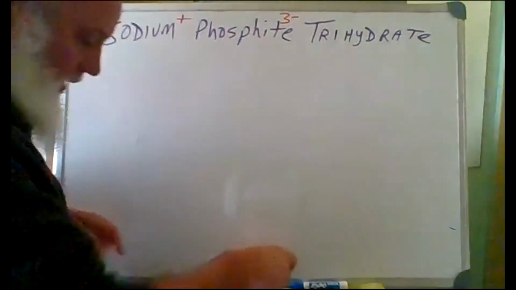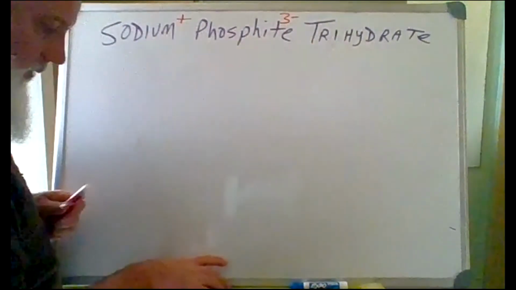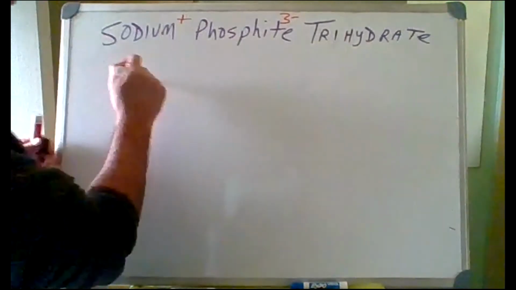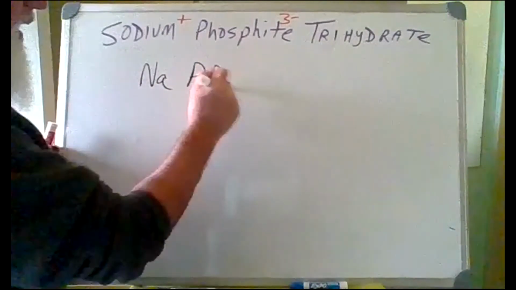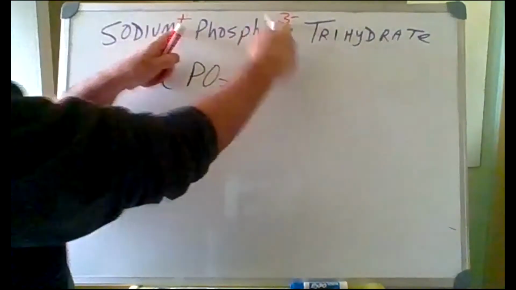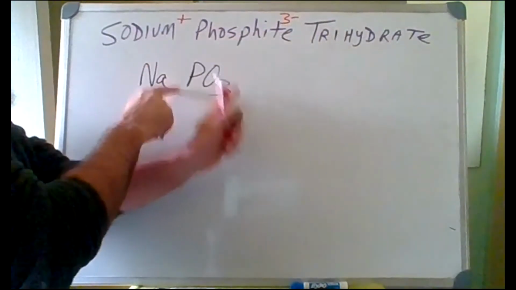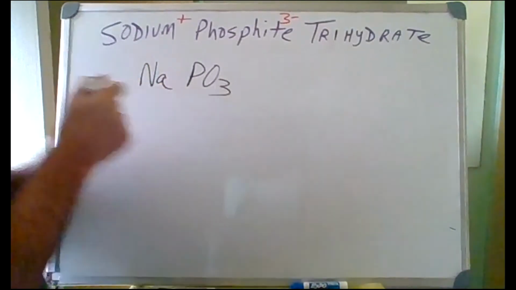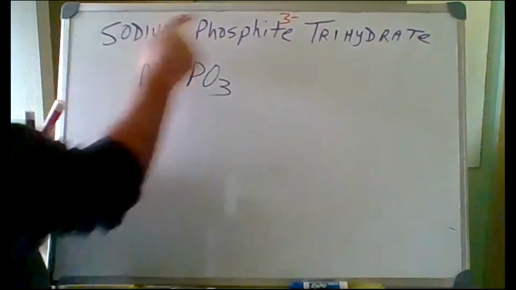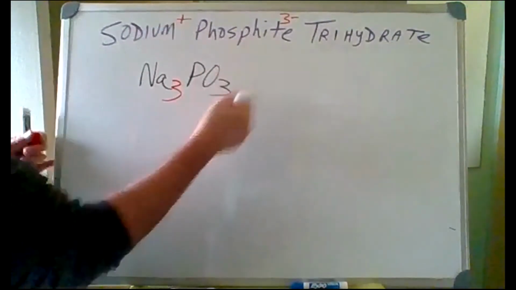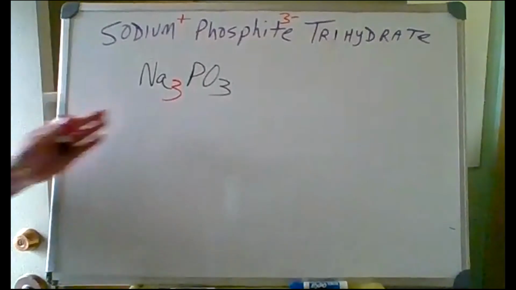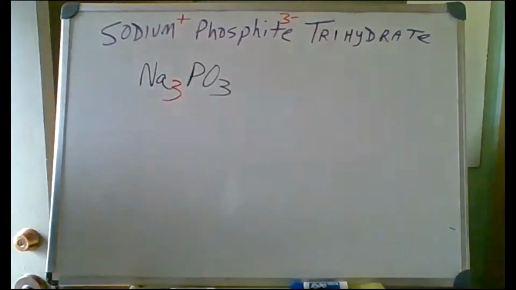So all we got to do is write the element or the ion symbols and then flip the charges. So I can come down here and I can write sodium is Na. Phosphite is PO3. And now I'm going to take these charges in red and flip them. And they're going to become the how many for the ions down below. So the 3 will come with the sodium. The 1 will go with the phosphite. I don't need to write it. So there's sodium phosphite. But that's not our compound.